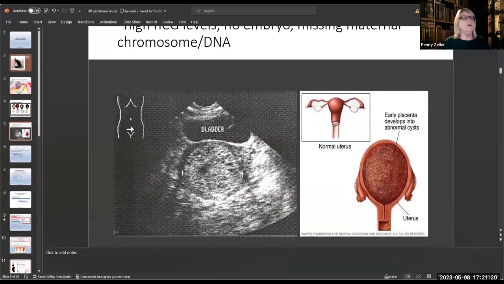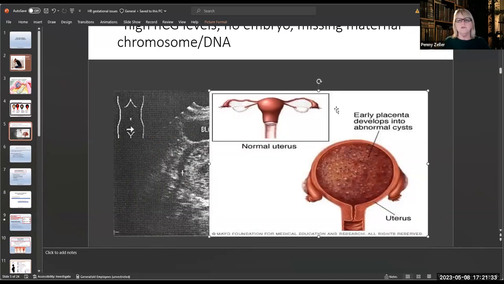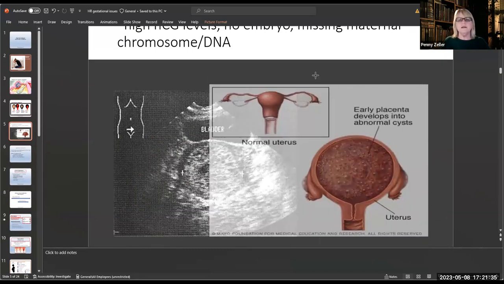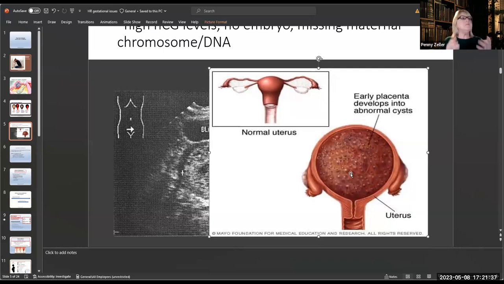Okay. So this is a molar pregnancy right here. Remember, I did show this slide. A molar pregnancy is nothing but a bunch of cysts. It's not a true pregnancy.